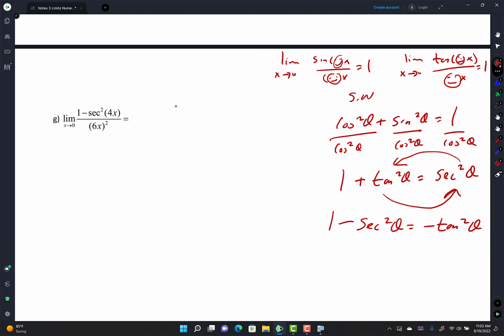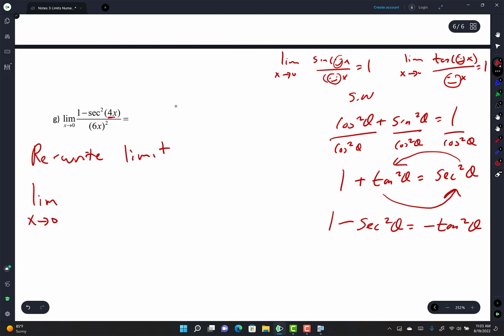No, leave it like that, because we're going to use the tan x. So you'll see right now. How do we feel? All right, so here we go. And I got to keep the argument, whatever that argument is. The argument for the secant is the 4x, so I got to keep that. So I'm going to rewrite. Rewrite limit. Limit as x approaches 0 of a negative tan squared of 4x over 6x squared.